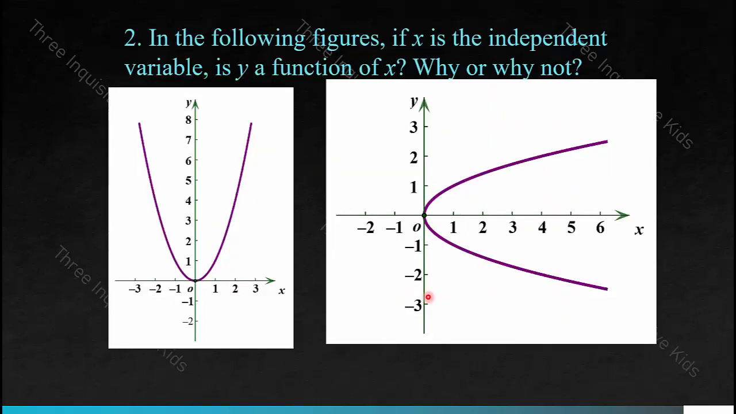In the following figures, if x is the independent variable, would y be a function of x or not? Again, this would be a function because for every x value, there is only one y value. Remember, we didn't say for every y value, there's only one x value. We only said for every x value, there is one y value. Okay, those two things are different. Don't be confused. But for this next one, it is not a function. Y is not a function of x because for every x value, there are two y values. And so that means it cannot be a function.